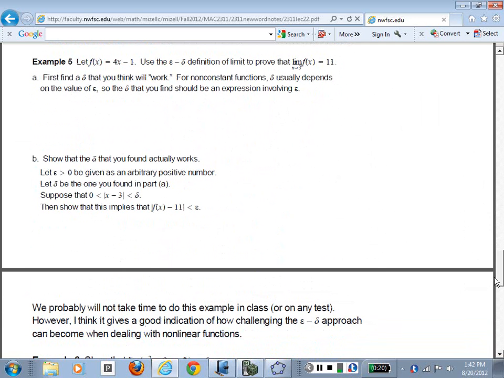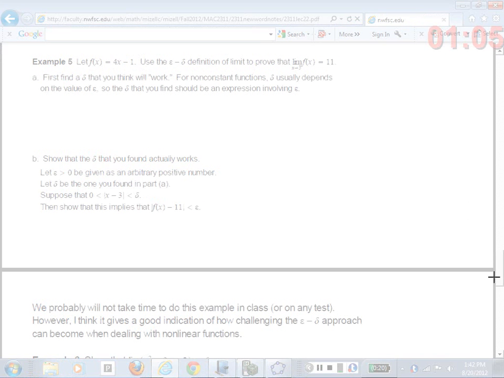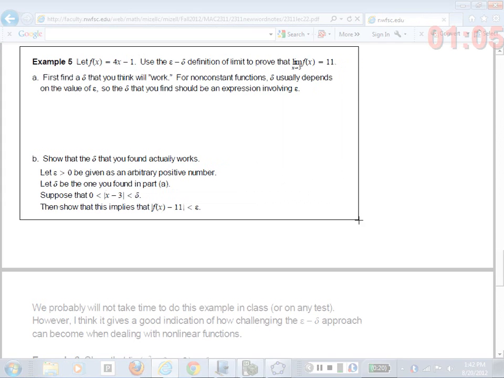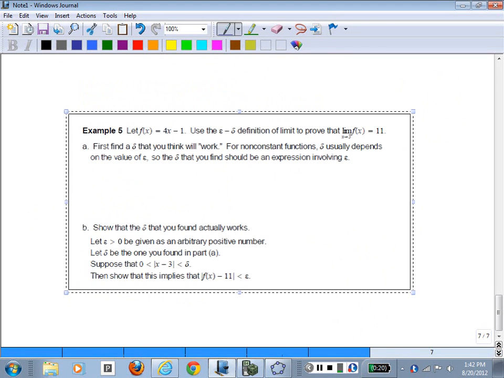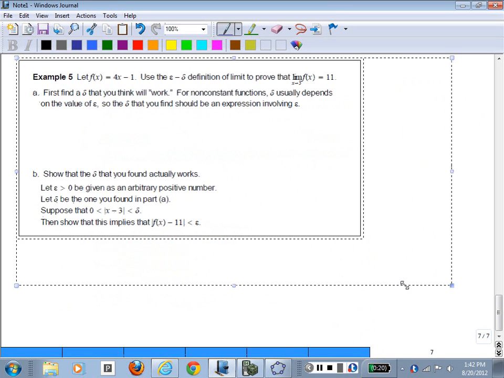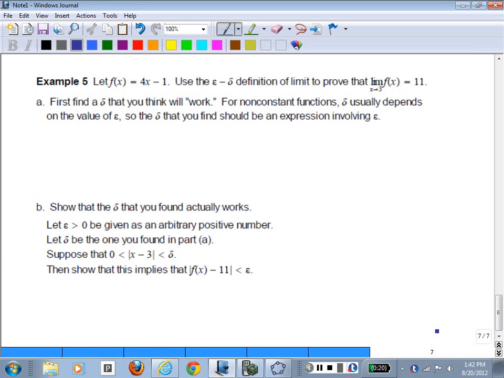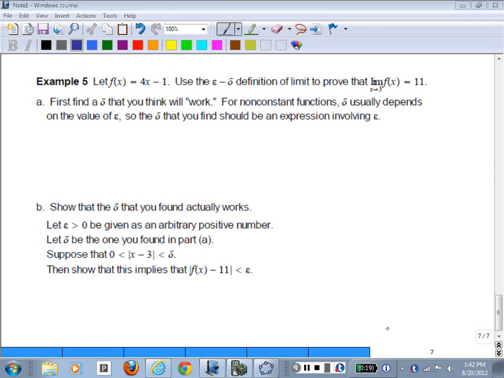Let's try it with an arbitrary epsilon. The process looks very much the same, except I really don't have a nice picture to give you. Let f of x equal 4x minus 1. I want to use the epsilon delta definition. Plug this in, to prove the limit of f of x as x approaches 3 equals 11.